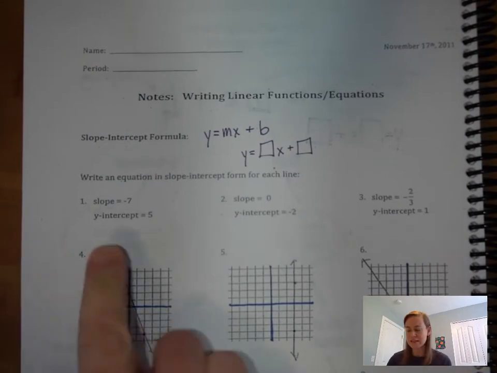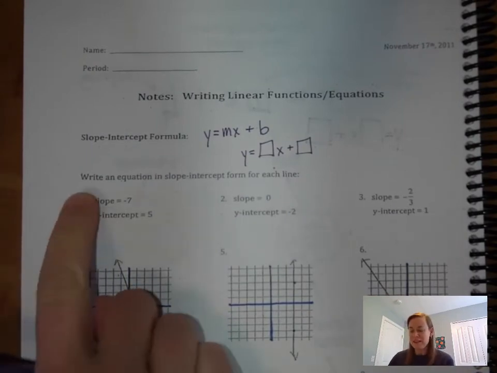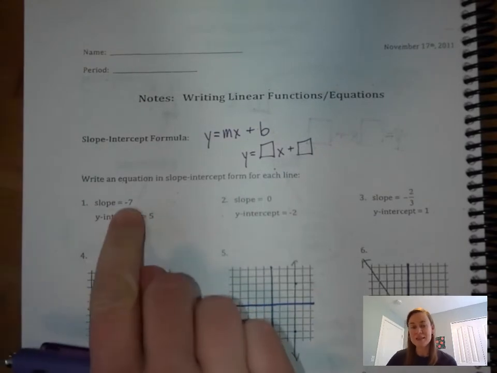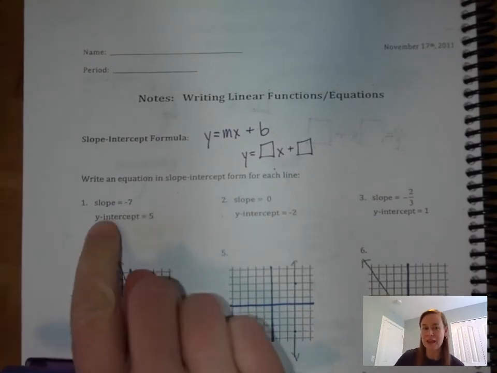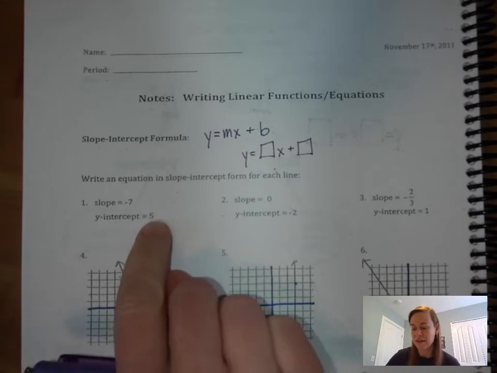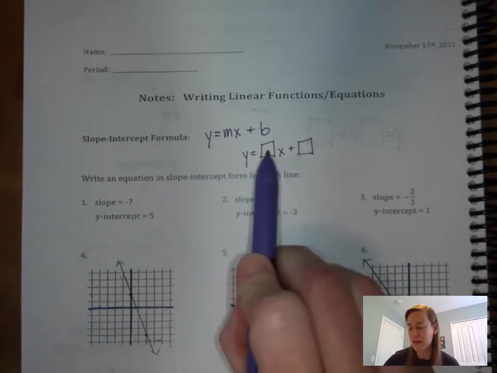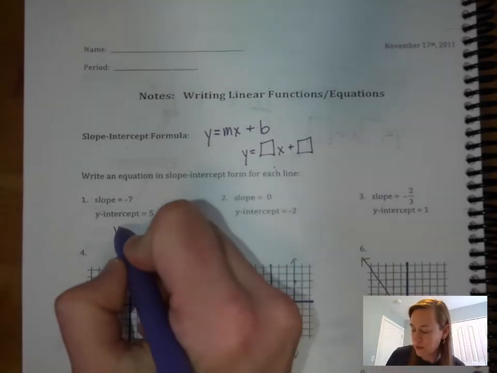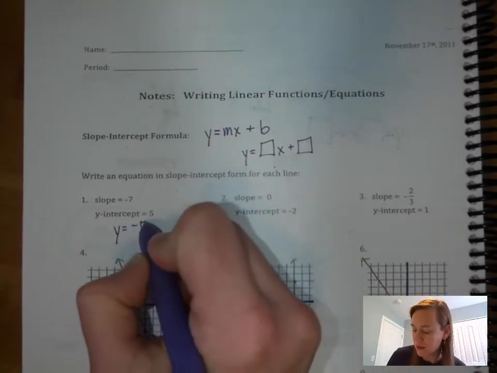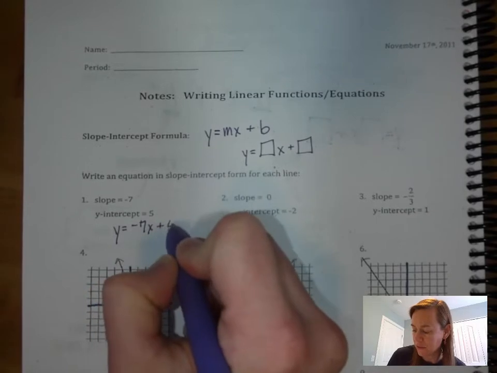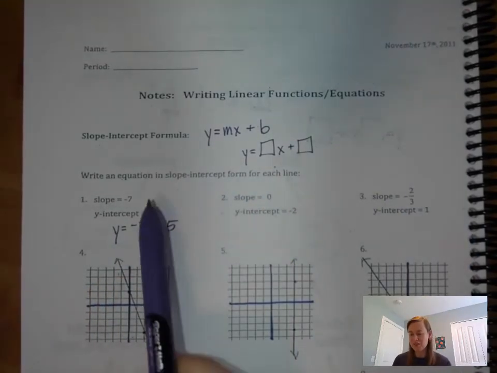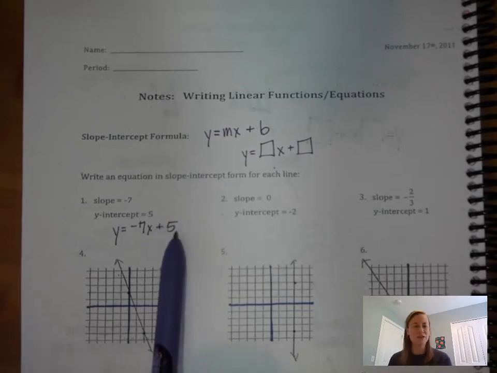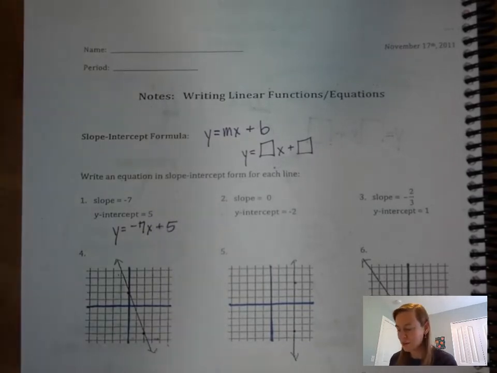Okay, so now let's look at example number 1. It says write an equation in slope-intercept form for each line. Okay, so if the line has a slope of -7 and it has a y-intercept of 5, then we just need to put -7 into that blank and 5 into that blank. So it's going to look like this. Y equals -7x plus 5. Okay, so the slope number is right in front of the x, and the y-intercept number is right at the end. Okay, let's try number 2.